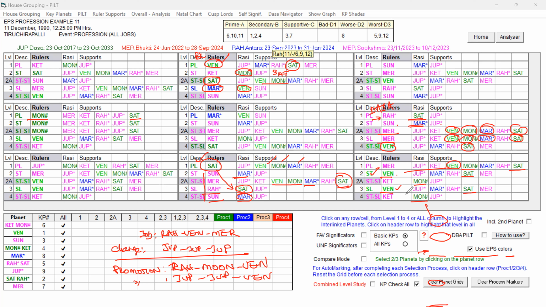So that way, this Antara Lord is strong enough to support the job during that Venus Bugdi and Mercury Antara. So that native got the job in this period, right? Now let us check which Bugdi after that Venus Bugdi can favor some change. That we have to check. So it is said that only in Jupiter did that native get the change of job.